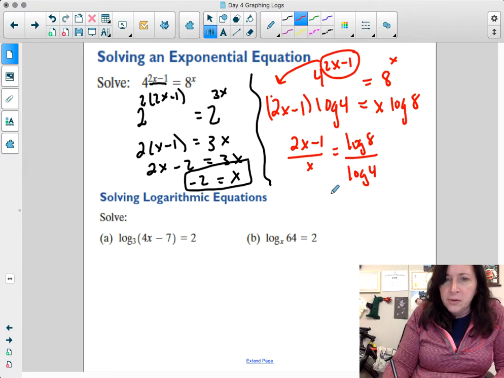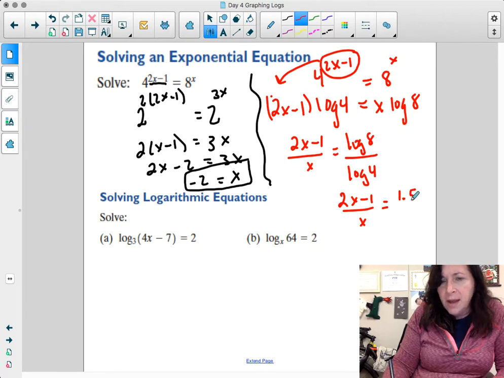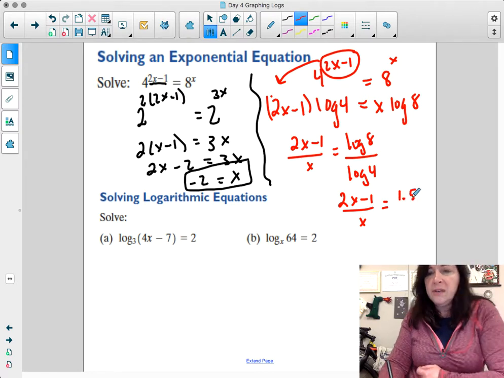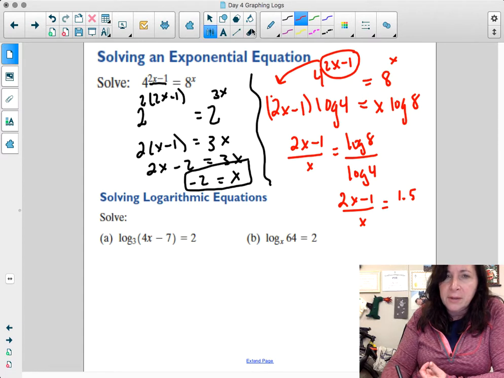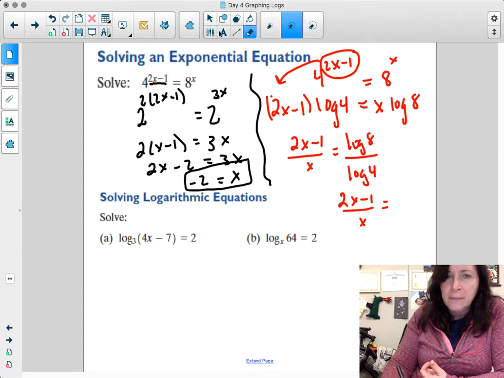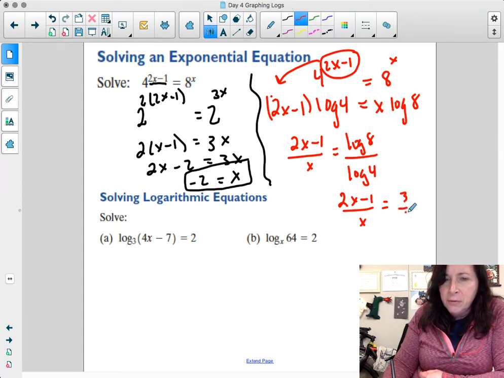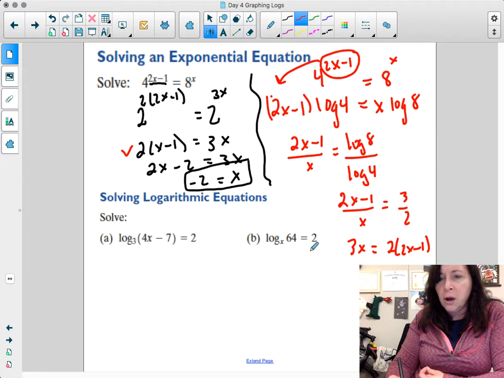So what I get is 2x minus 1 over x equals 1.5. And actually 1.5 is 3 halves, so I'm going to change that to 3 halves. Okay, and so we have 3 over 2. I'm going to cross multiply. I get 3 times x is equal to 2 times 2x minus 1. And if you notice, this is what I have right here, and so I would just continue that on.